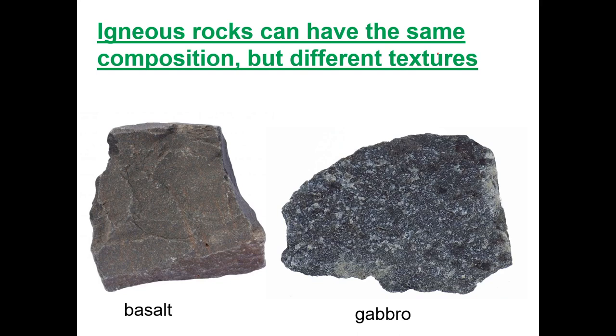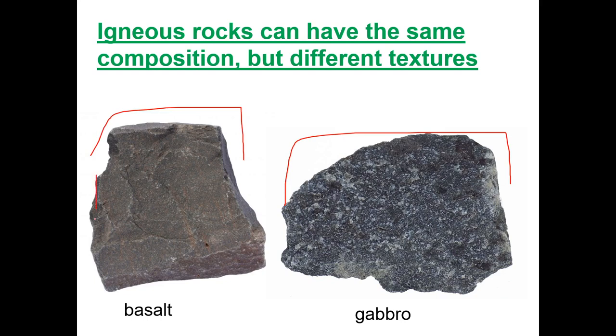So if we took these two rocks to the lab and had them look at the chemistry, what elements are in them and how much oxygen, how much silicon, how much iron, et cetera, a chemist could not determine the difference between these two. They would look exactly the same because they're made of the same liquid. But this one, the gabbro, cooled underground, and this one cooled up on the surface.